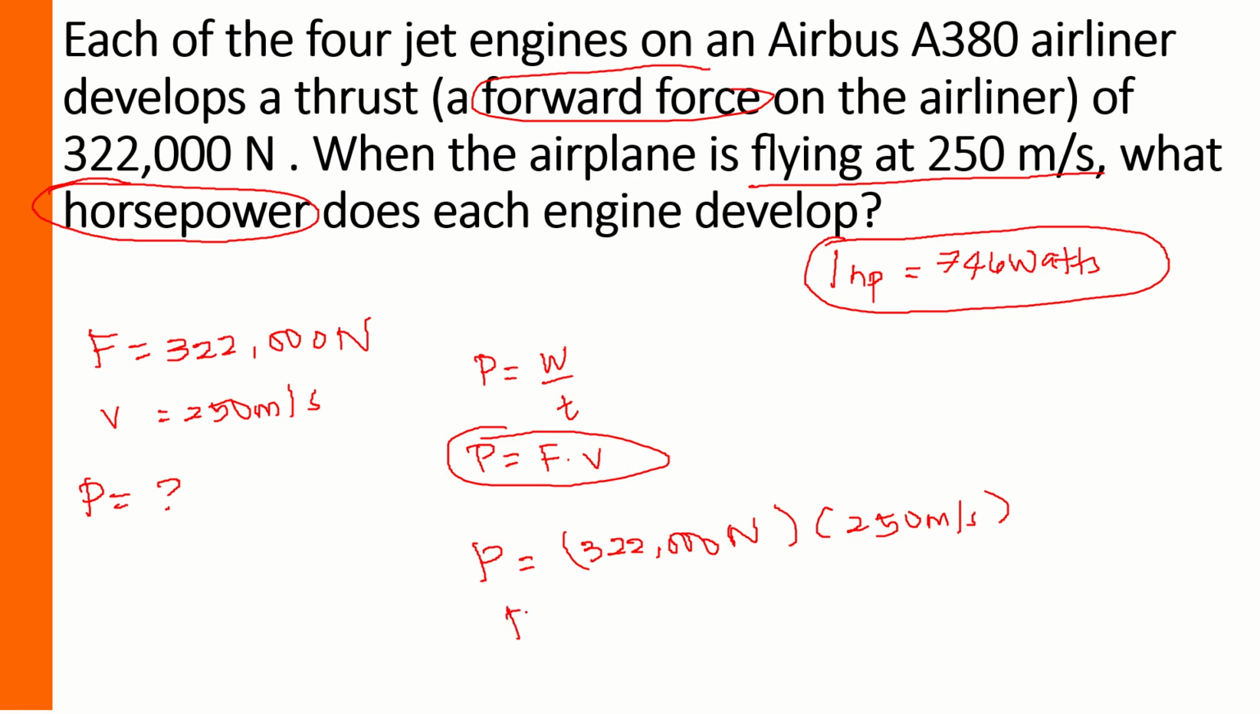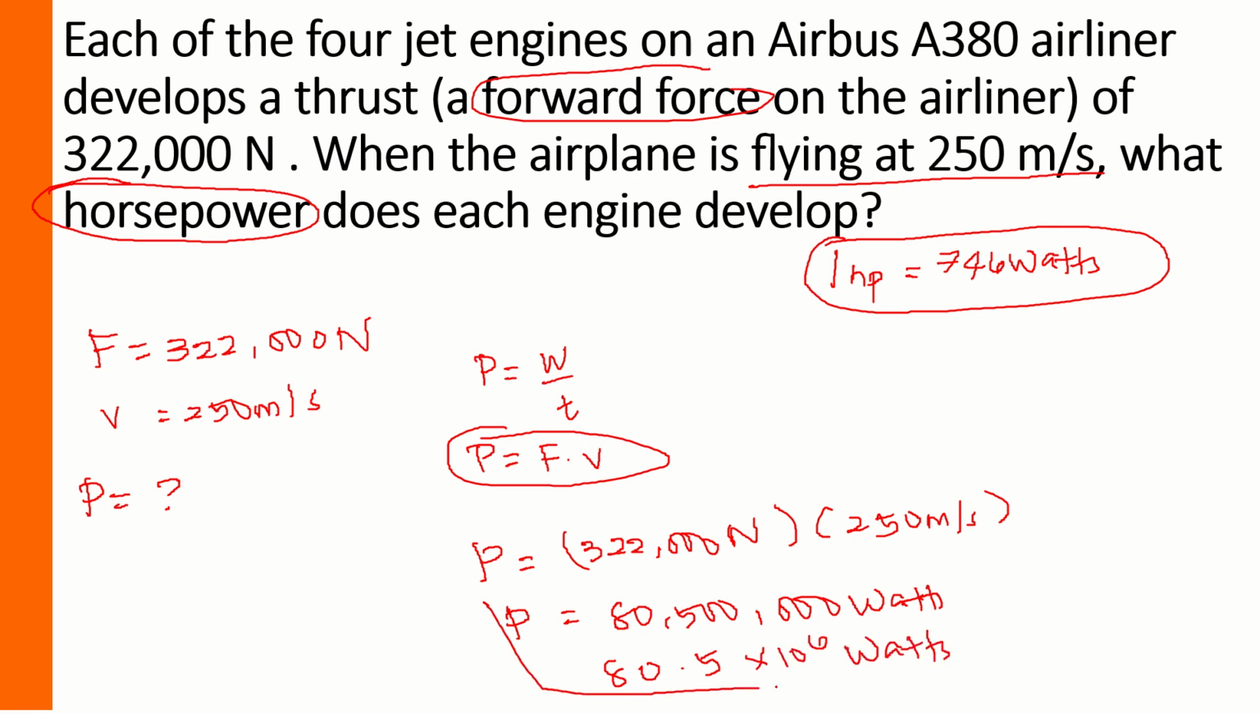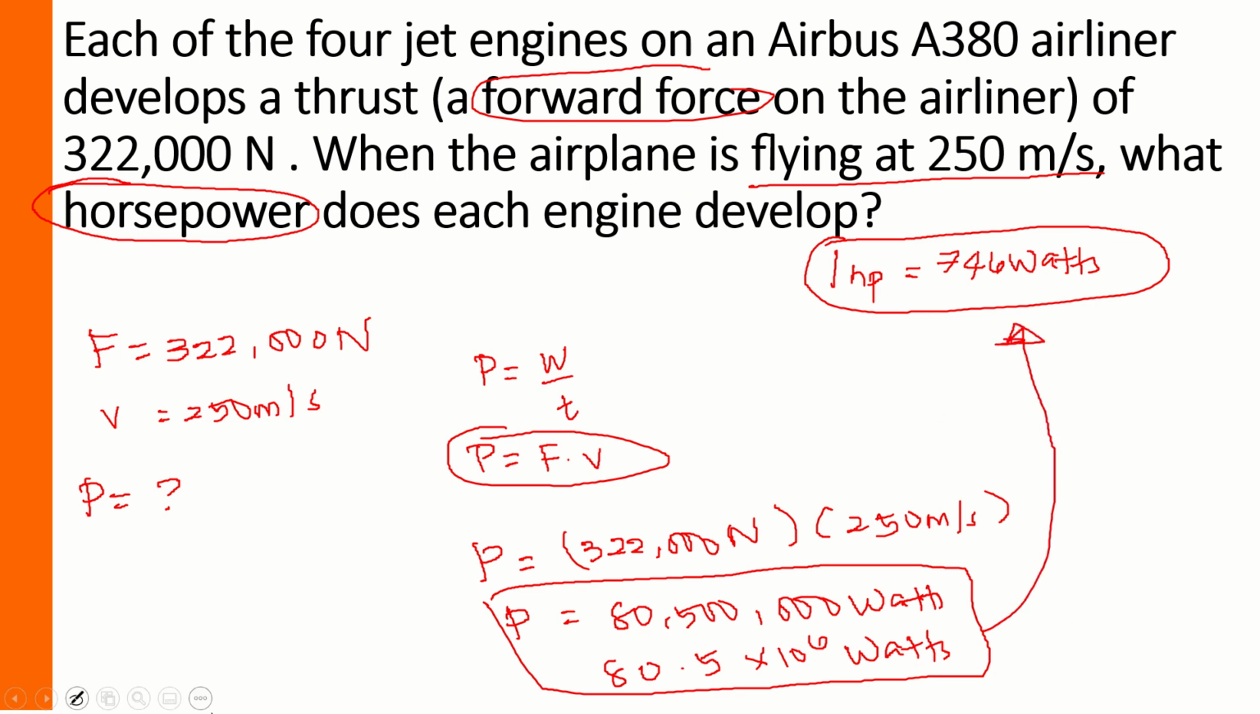So power is equivalent to 80,500,000 watts. If we're going to use engineering notation, you'll be getting 80.5 times 10 raised to 6 watts. So, engineering notation lang naman siya. Kung gusto mong scientific notation, 8.05 times 10 raised to 7. Again, this is not yet your final answer because you have to convert this into horsepower.